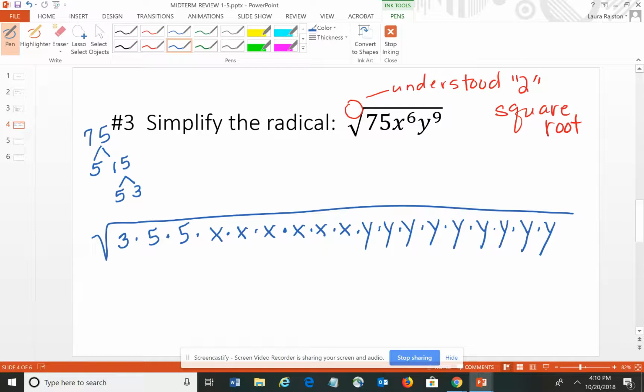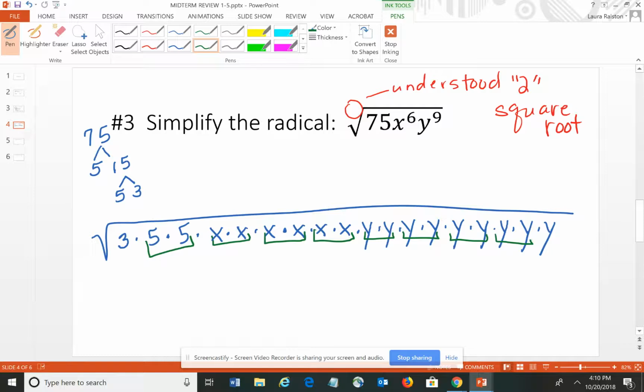Since it's a square root, I'm looking for sets of 2. So I have one set of 5. I have one set of x's. I have a second set of x. Third set of x. I have 1, 2, 3, 4 full sets of y's. Now there's some things left over.